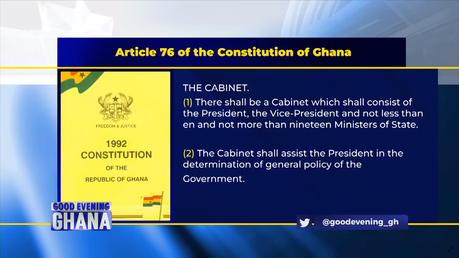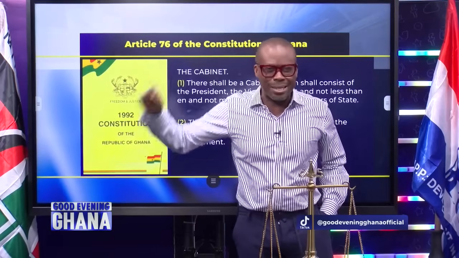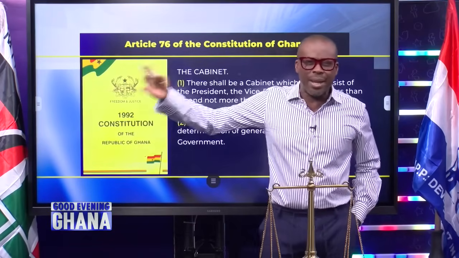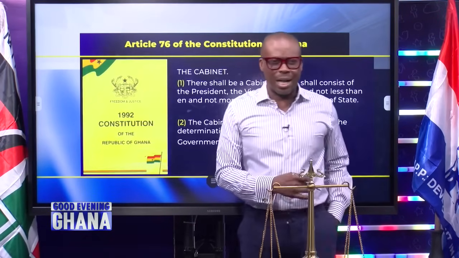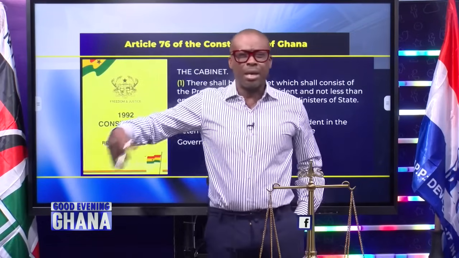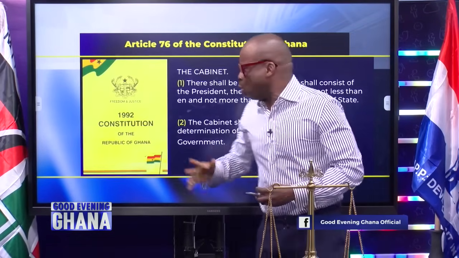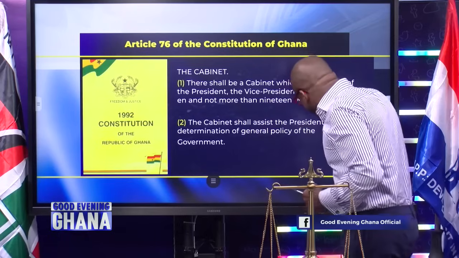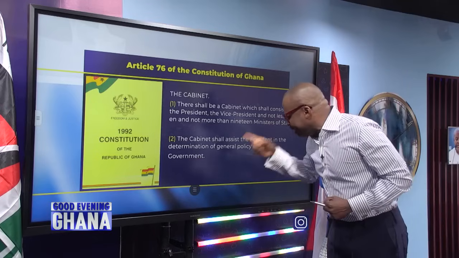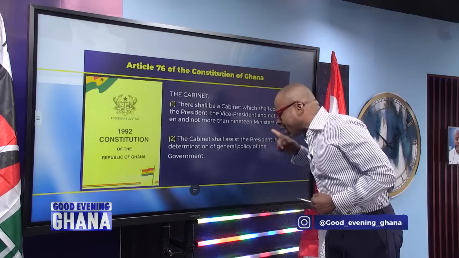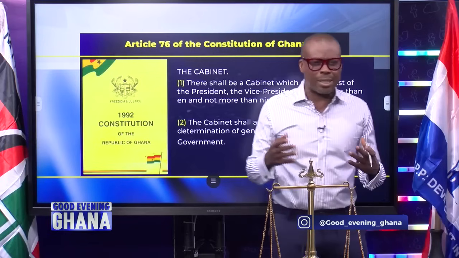76(2). The cabinet shall assist the president in the determination of general policy of the government. That's what the cabinet is there to do, to assist the president in the general determination of the policy of the government. So there's a government subcommittee called the Economic Management Team. They are doing the work of the cabinet, which is to assist the president in the determination of general policy of the government. What is Economic Management Team?